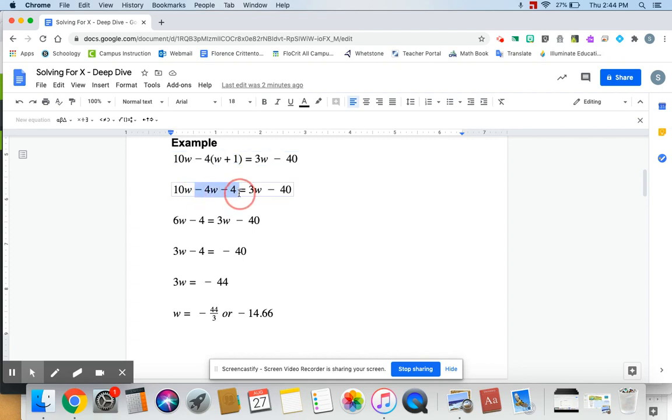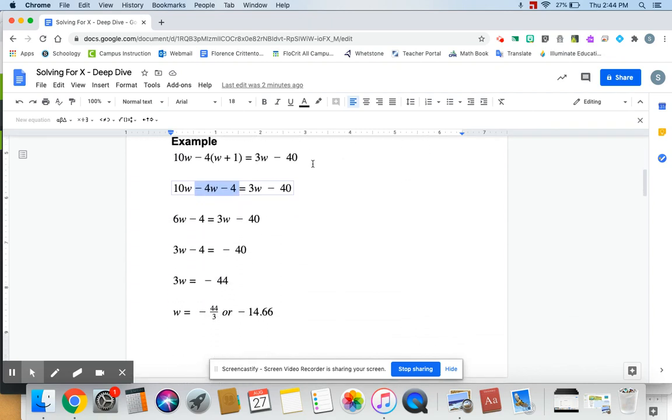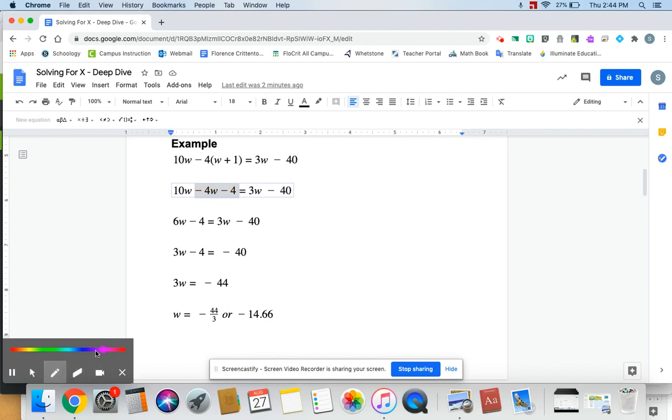So what happened? Well, remember, step 1 is always to distribute into parentheses, and distribute means multiply. So if I take this negative 4 that's in front of the parentheses and multiply it to the w, I end up with negative 4w. So that part's right at least. What about the next part? Negative 4 times 1 is negative 4. That's the next thing they wrote. So that part's right, so this step is right. In this first step, they distributed into the parentheses, and they did it correctly.